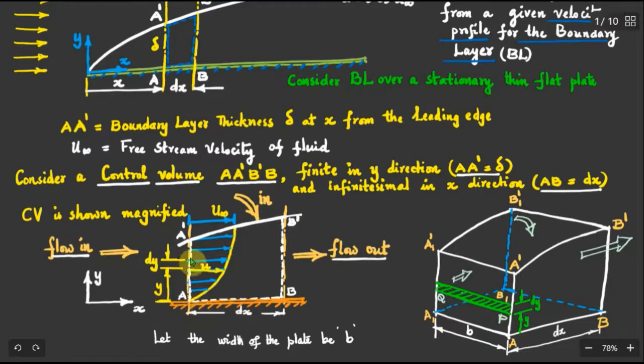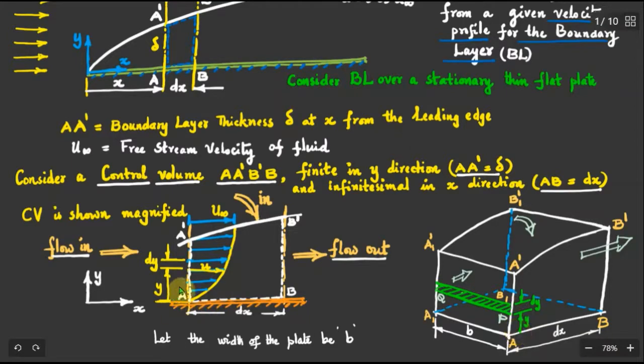Now consider A dash, B dash, B. Let the width of the plate be uniform and equal to small letter b, and here AB is equal to dx. A dash is equal to delta. Now consider an elementary strip like this, PQ, at a distance of small y from the surface of the stationary plate, having a thickness dy, so that the area of the elemental strip PQ will be equal to the width into the thickness dy. So b into dy is the area of the elemental strip.